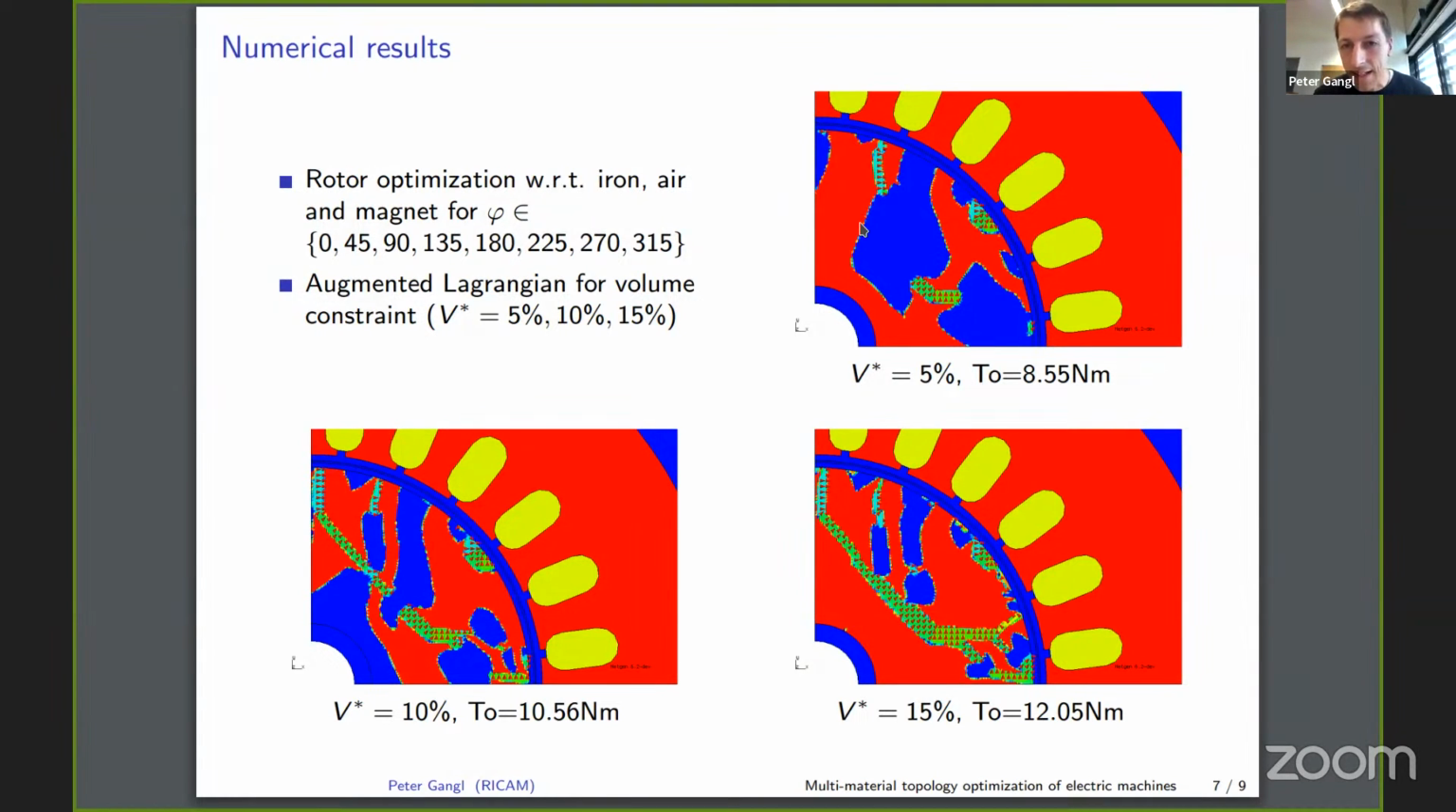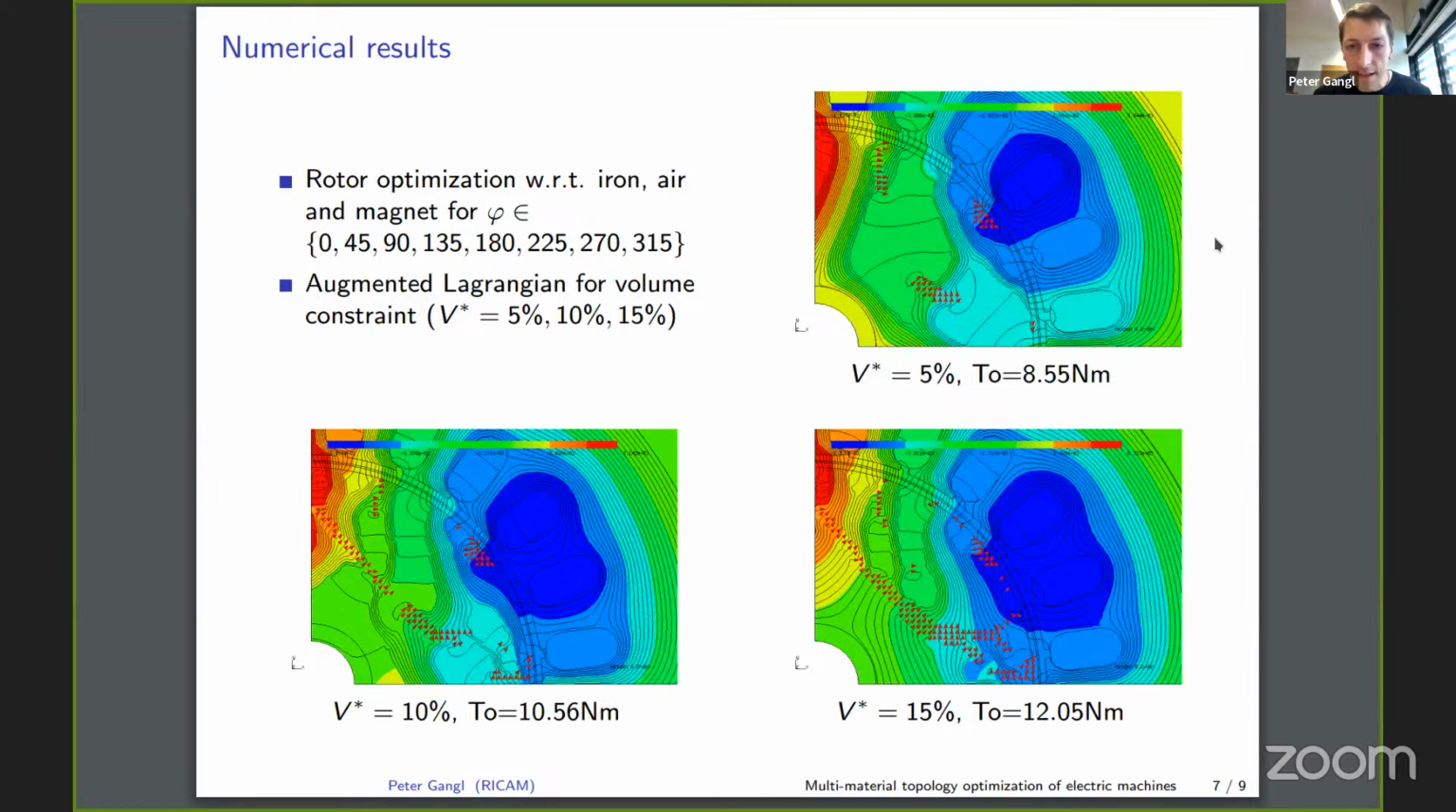I want to say that the interfaces are not really crisp, but we do linear interpolation in the elements that are cut by the interfaces. And here we can see the fields. The colors denote the solution U, so the third component of the magnetic vector potential, which is not physical, but the isolines of U are physical, of course.